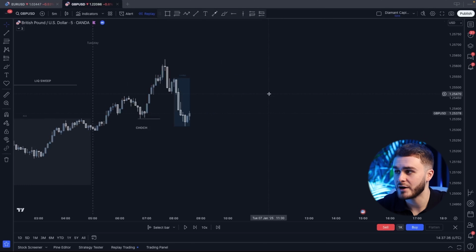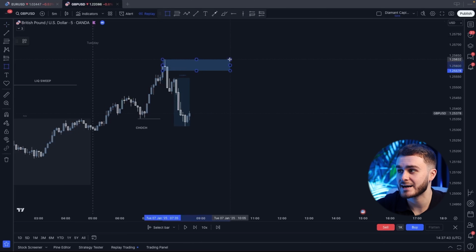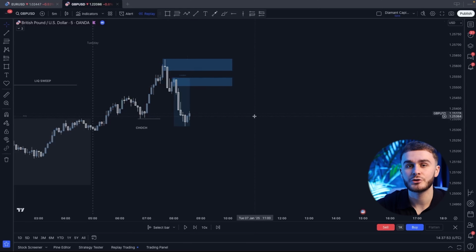Now the problem that I find with a lot of basic SMC and ICT traders is they find themselves confused. They don't know exactly where to enter. Is it going to be on the order blocks? Is it going to be on the fair value gaps? Whatever it is, you've got a lot of options. Now, this is why I like to say, whenever you have a point of interest, don't be over specific. Look at the particular area and then just look at the reactions from it.